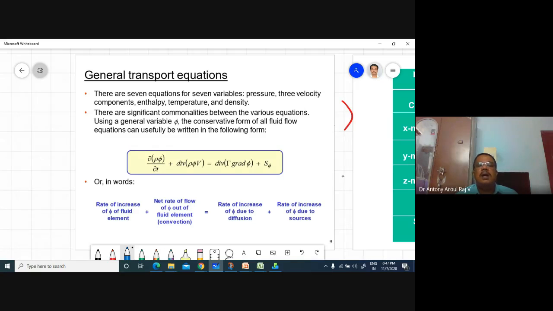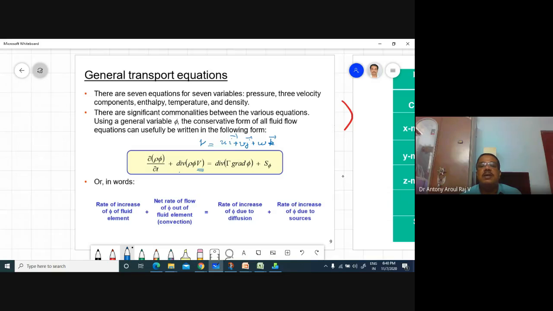Now the next term is the convection term. This is the general convection term. Now let us know what all these terms are. First, what is V? V is the velocity vector, which I can write as Ui plus Vj plus Wk. It is a 3-dimensional velocity vector.